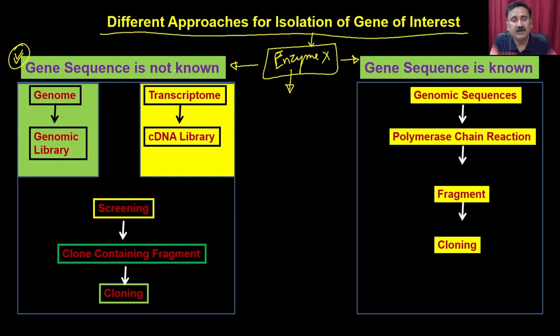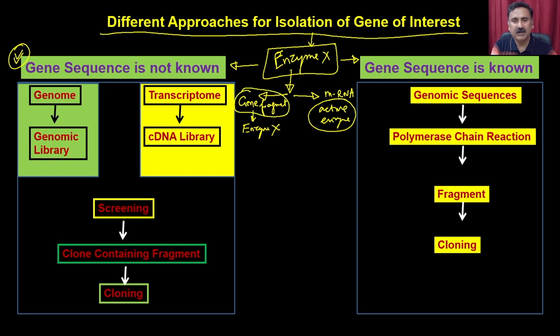If the gene sequence is not known, you are actually going to know one of two pieces of information. One, you are going to have a gene fragment which you are sure is expressing a part of enzyme X, or you are going to have the messenger RNA, or you are going to have the active enzyme. So if you have the gene fragment, you can go and look into the genome of that particular organism.